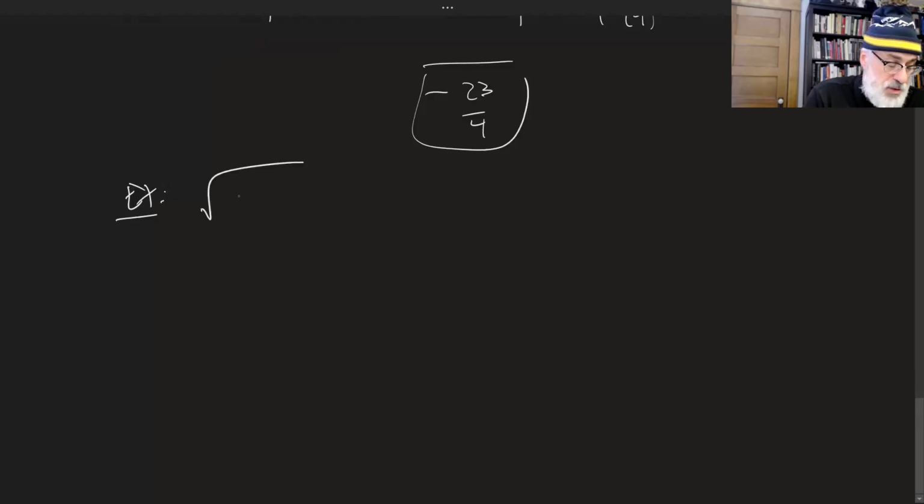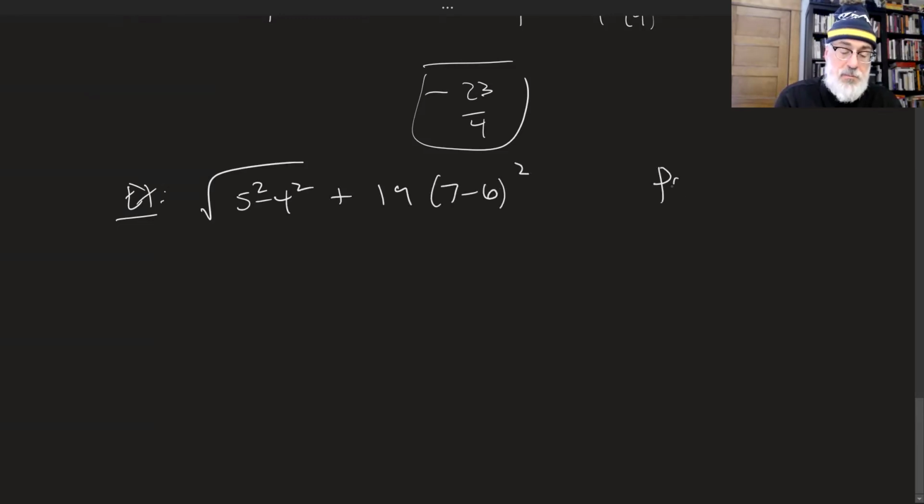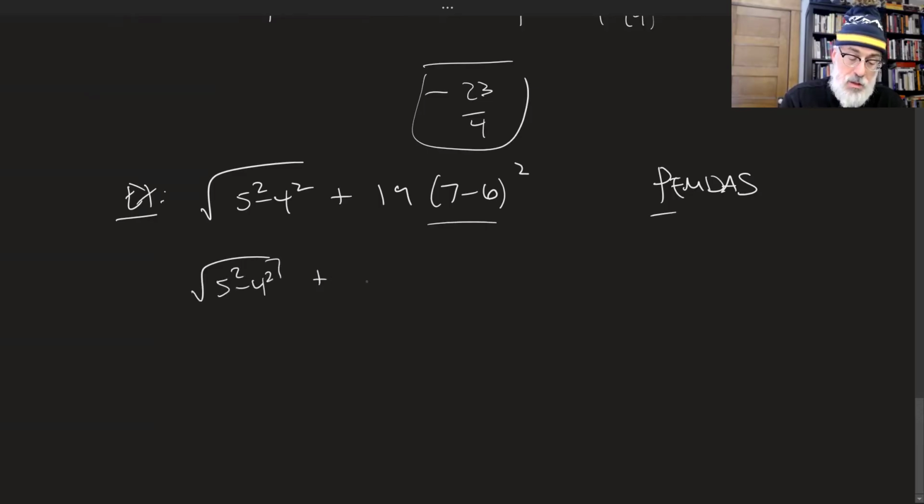The square root of 5 squared minus 4 squared, plus 19 times (7 minus 6) quantity squared. PEMDAS, so we're going to look for parentheses first. So we see we have a parentheses here. So I'm just going to subtract 7 and 6, which leaves us with 1 squared.